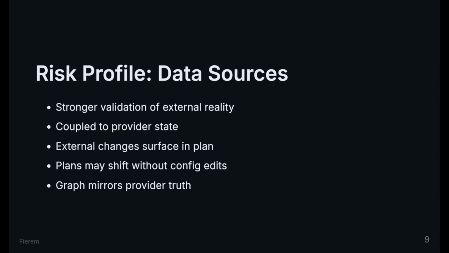Data sources strengthen validation of external reality, but they introduce coupling to provider state. If the external object changes unexpectedly, the data source reflects that change. Plans may shift without configuration edits. This is not instability, it is truth surfacing. The graph mirrors the provider's current state. That increases safety in some cases and surprise in others.